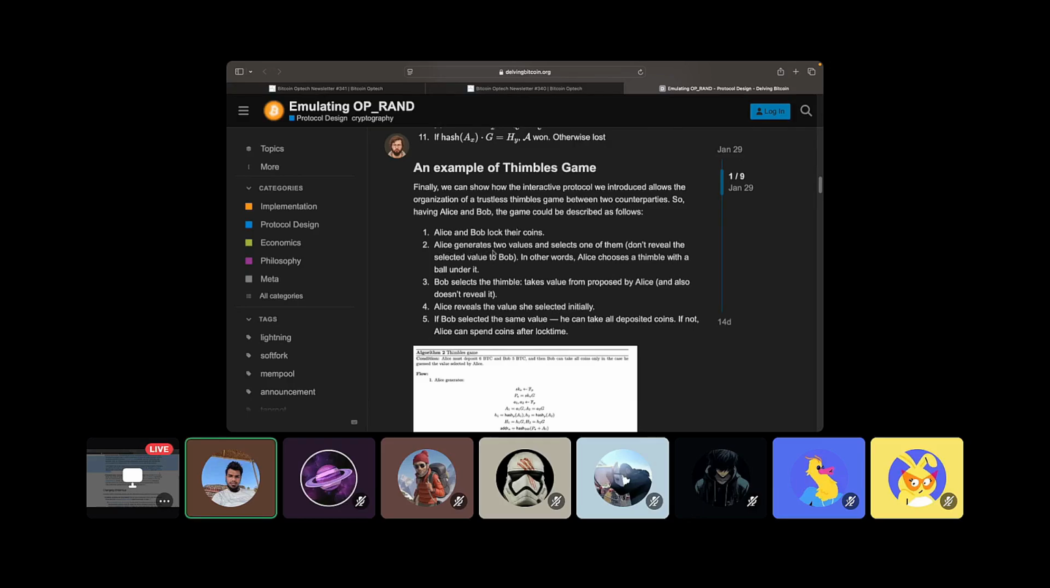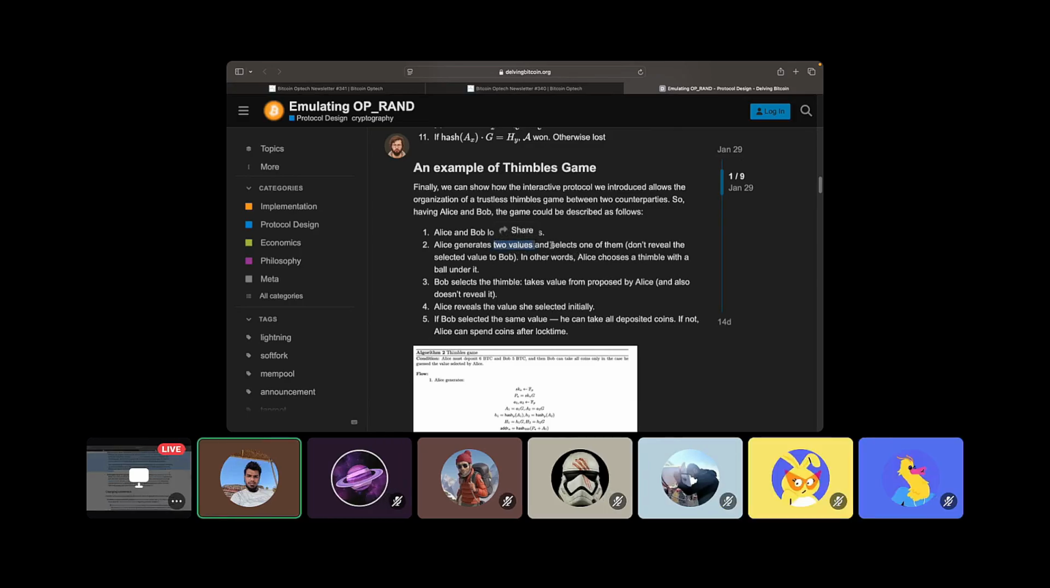Now, the second step is Alice generates two values and selects one of them, right? So Alice generates two values. These two values that Alice has generated are public information. Out of these two values, Alice selects one. Now, this is discrete information. So Alice reveals these two values to everyone, but she selects one of these two values. This selection is discrete and private information, right?